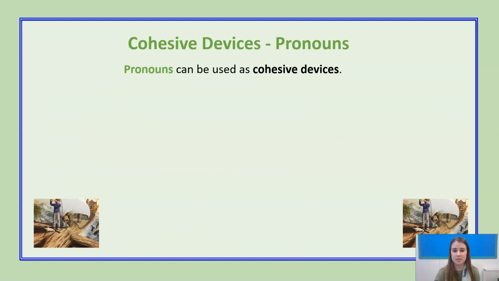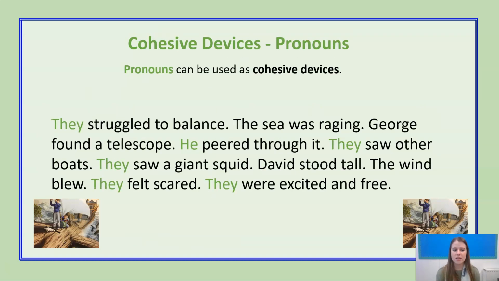Okay, let's see if you did a better example than I did. So, rather than repeating both the names at the beginning, I said they. They struggled to balance. The sea was raging. Now I've kept George because George was the one that found the telescope. I can't change that to he because I started with they, so I need to specify who I'm talking about. But because I'm still now talking about George, I'm going to say he peered through it.